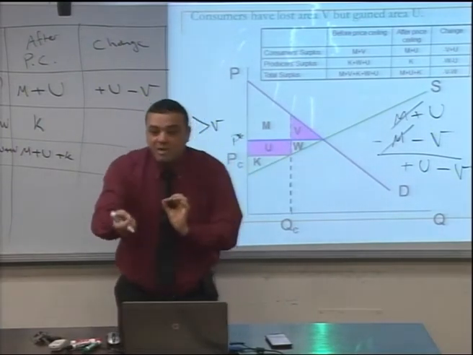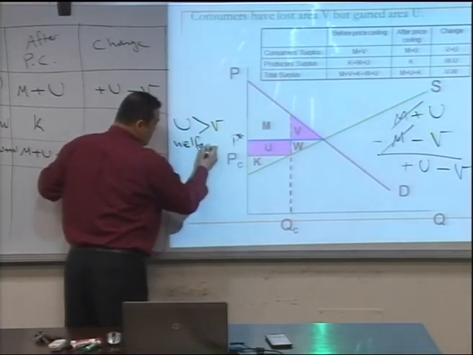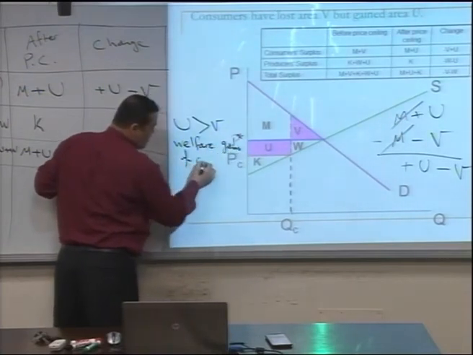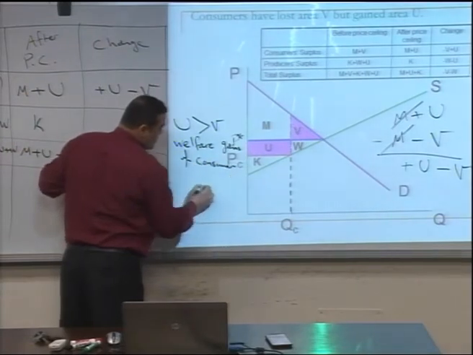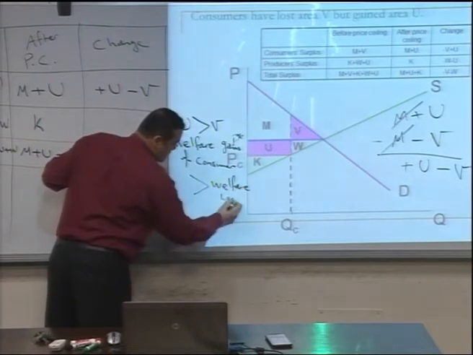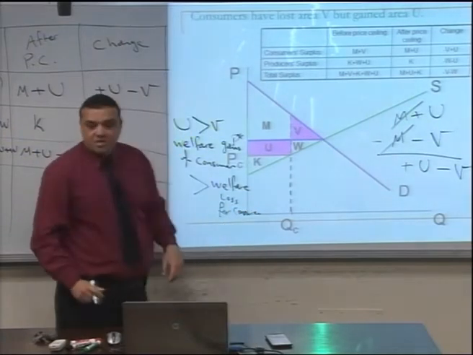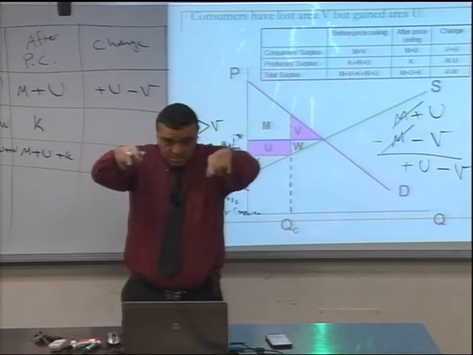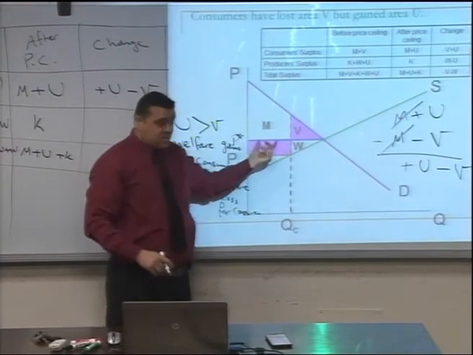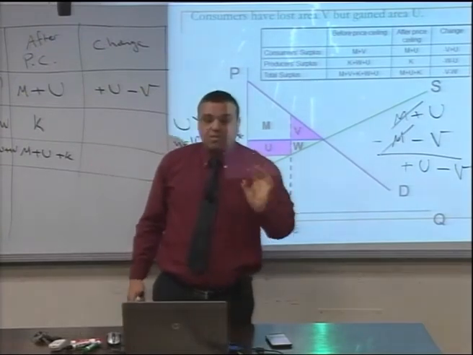So the welfare of the consumer, the welfare gains of the consumer, is bigger than the welfare loss for the consumer. This situation is good for the consumer, as the social welfare for the consumer becomes bigger than the loss, so it's good for the consumer.